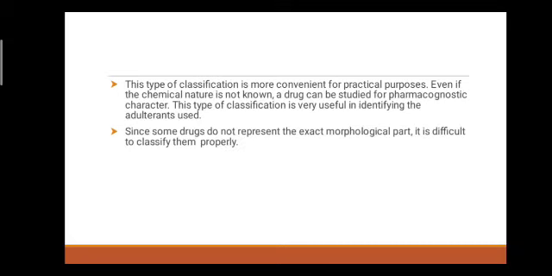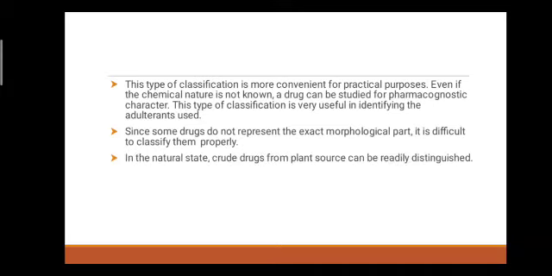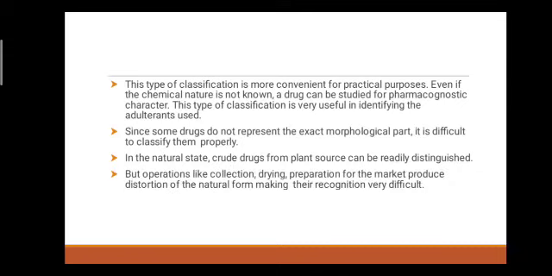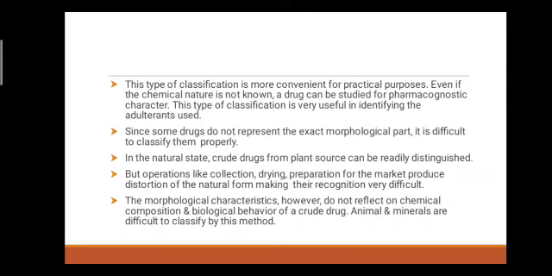Since some drugs do not represent the exact morphological parts, it is difficult to classify them properly. In the natural state, crude drugs from plant source can be readily distinguished. But operations like collection, drying, and preparation for the market produce distortions of the natural form, making their recognition very difficult. The morphological characters, however, do not reflect the chemical composition and biological behavior of a crude drug. Animals and minerals are difficult to classify by this method.